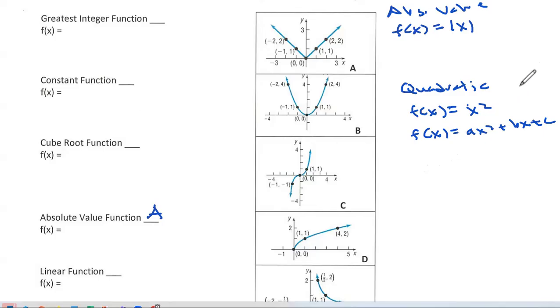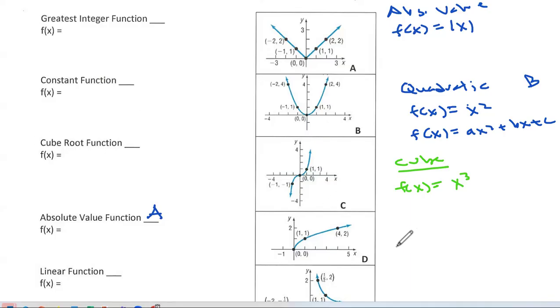And then that would be the answer if you were to fill this out, B for that quadratic. Okay, so for the next one here is a cube function. So let me use a different color. So we have a cube function, and we can write that as f of x is equal to x to the third power.